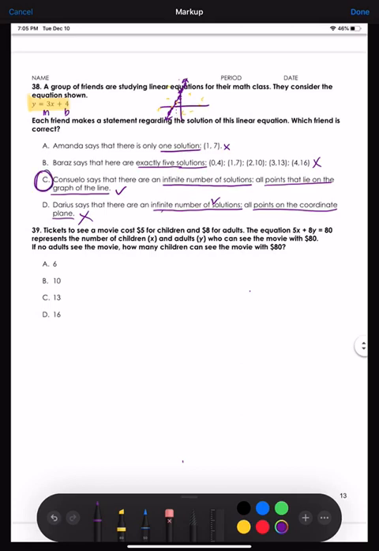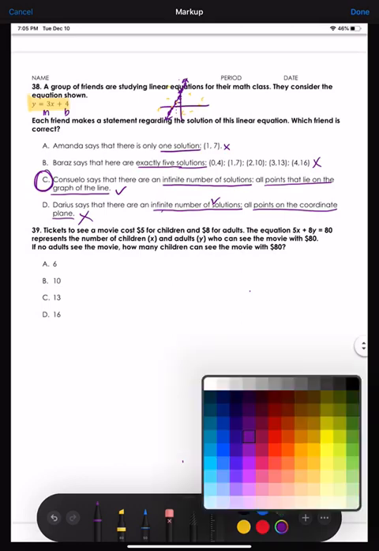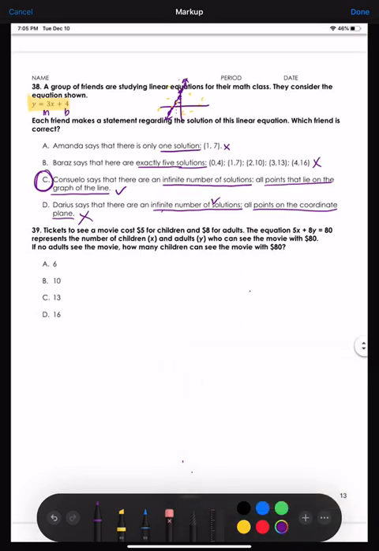Okay, 39. Tickets to see a movie cost $5 for children and $8 for adults. The equation 5x plus 8y equals 80 represents the number of children, x, and adults, y, who can see the movie with $80. If no adults see the movie, how many children can see the movie with $80? So, interesting situation. The kids are going to the movie by themselves. But we're going to use this equation right here.